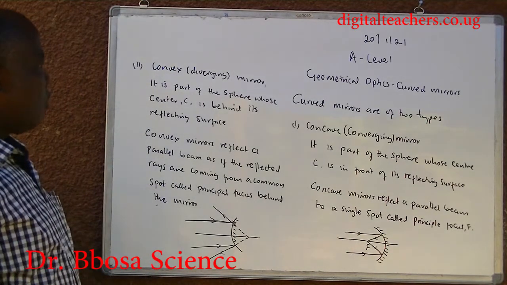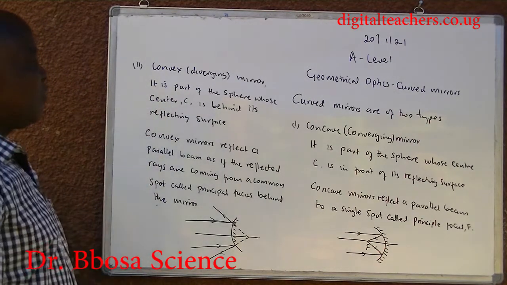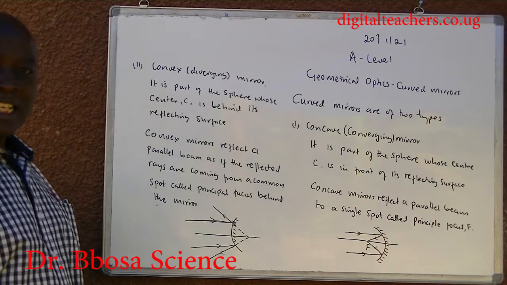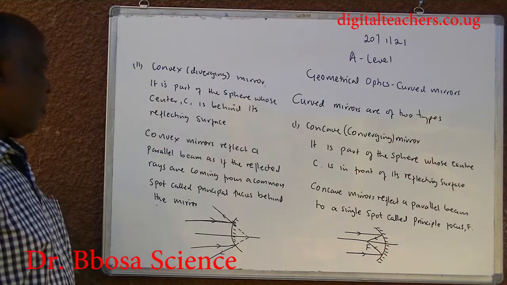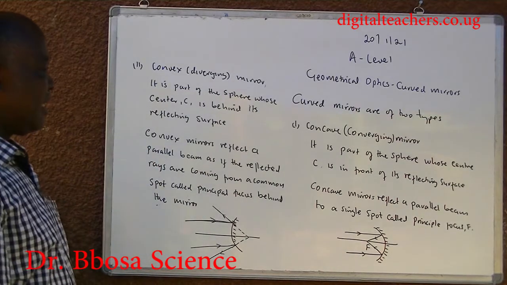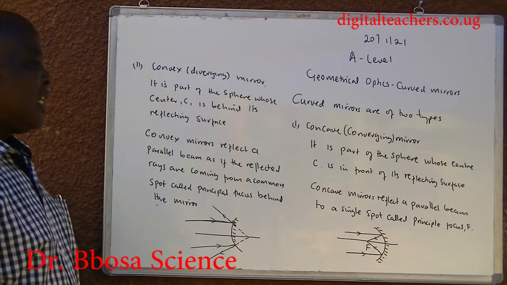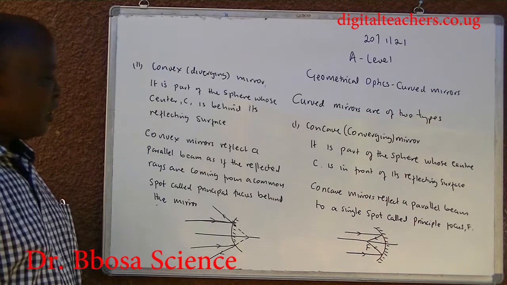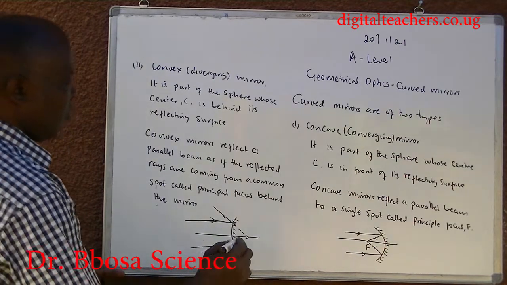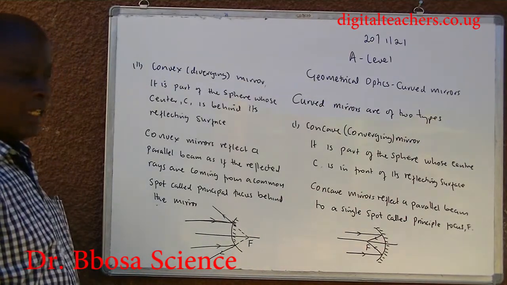2. Convex or diverging mirror. It is part of the sphere whose center C is behind its reflecting surface. Convex mirrors reflect a parallel beam as if the reflected rays are coming from a common spot called principal focus F behind the mirror.